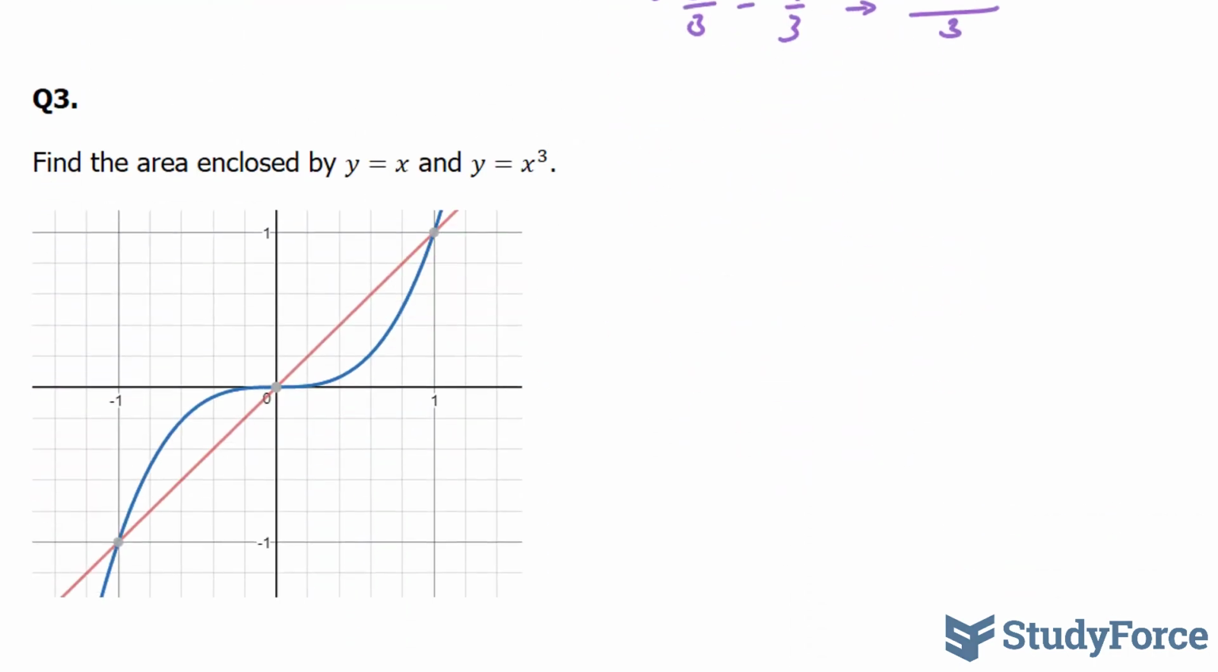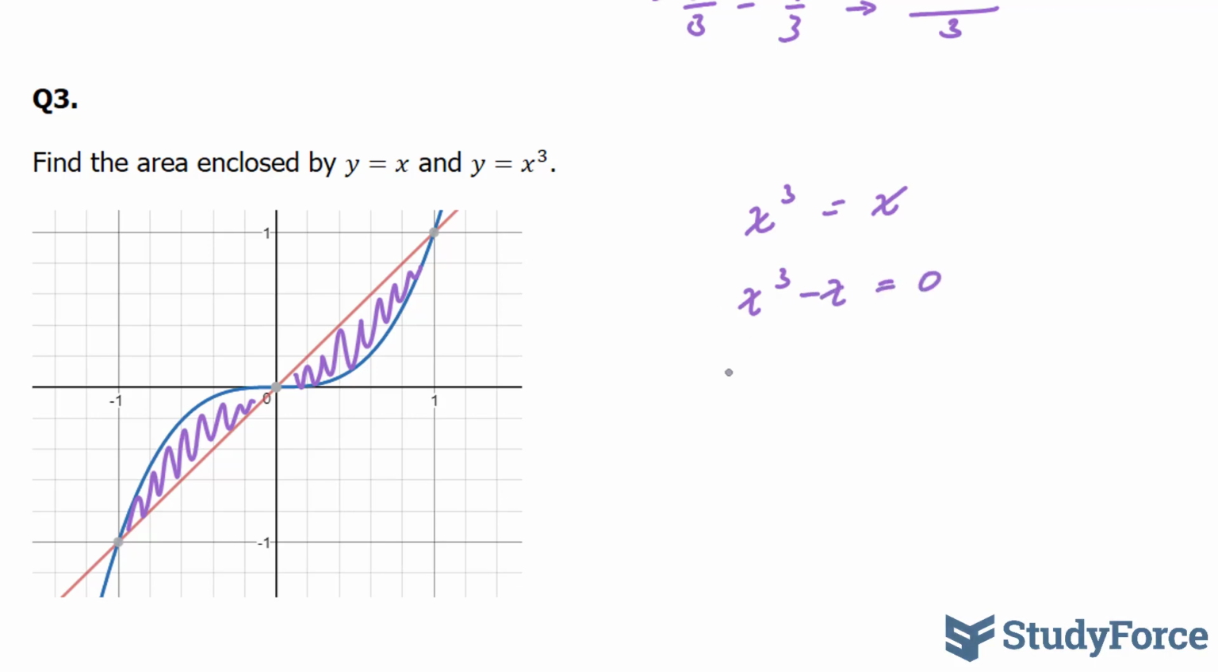In the last question, they ask us to find the area enclosed by y is equal to x and y is equal to x to the power of 3. Now, like in the previous example, we will need to find the points of intersection so that we can find the area that represents this. We'll start with that. X to the power of 3 is equal to x. Next, we'll take this x and bring it over. X to the power of 3 minus x is equal to 0.